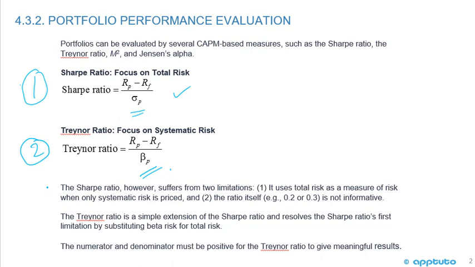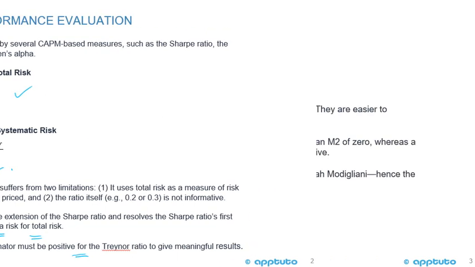Okay? So it says here that the Sharpe Ratio suffers from two limitations. A, it uses total risk as a measure of risk when only systematic risk is priced. Remember, unsystematic risk can be diversified away and not priced. And two, the ratio itself, 0.2 or 0.3, is not as informative. The Treynor Ratio is a simple extension of the Sharpe Ratio and resolves the Sharpe Ratio's first limitation by substituting beta risk for total risk. The numerator and the denominator must be positive for the Treynor Ratio to give us meaningful results.